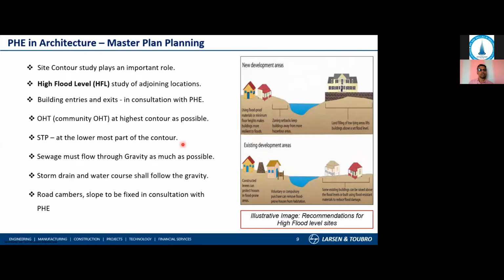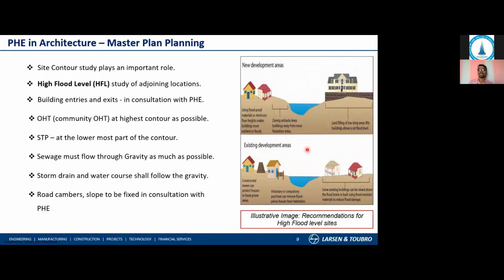Next, as I said, any overhead tanks should be at the highest possible level, and the STP on the lower part. Sewage must flow through gravity, which has a lot of benefits. And stormwater should of course go under gravity, because it is a huge amount of collection that you cannot afford to pay for in power or pumping. Of course, where you don't have any option, then you have to do it. Road cambers and slopes you can also fix in consultation with the PHE. So these are the key elements you can mostly consider during your master plan.